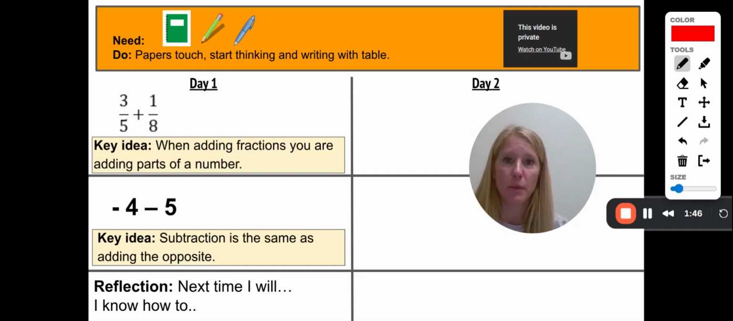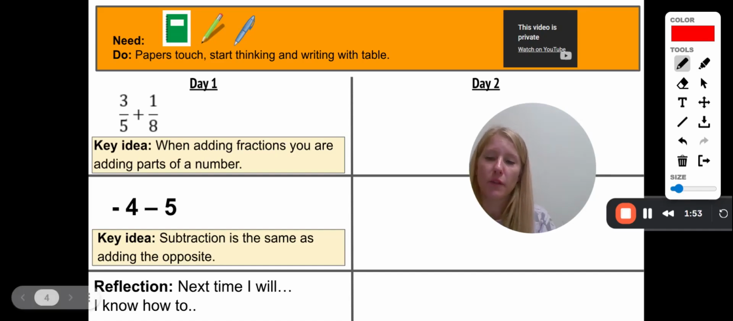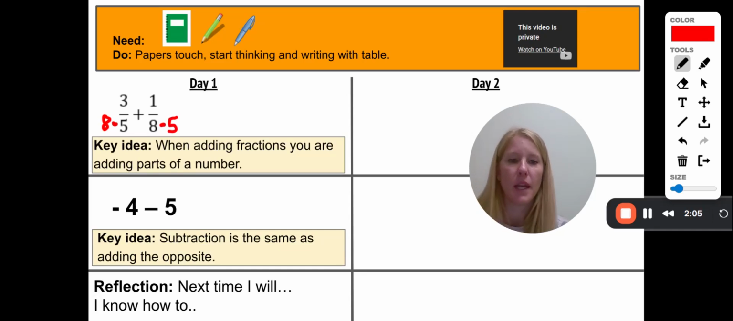Okay, so first I'm going to solve the first question. And what you have to remember when you're adding and subtracting fractions is you have to have a common denominator. So for this, for 5 and 8, I know that both 5 and 8 go into 40. So I'm going to make a common denominator of 40. So I'm going to multiply this by 8, and I'm going to multiply the 8 by 5. And if you remember about fractions, and we talked about this a little bit last class, whatever you do to the bottom, you have to do to the top.